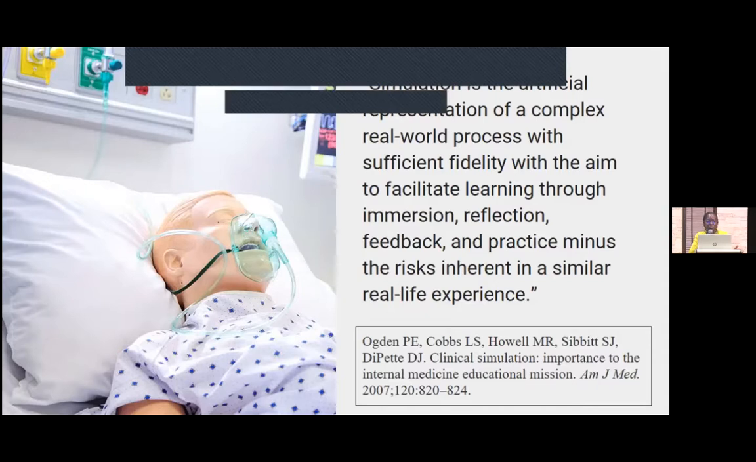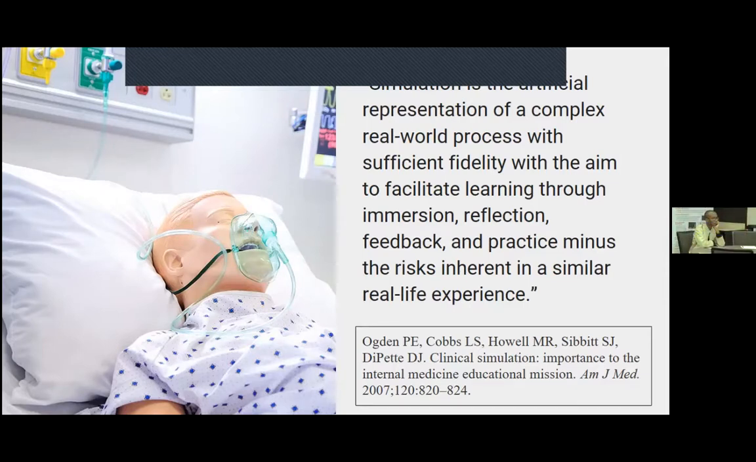So it's very different from when you're doing task training, because in simulation, the basic assumption or preparatory phase is that the trainee or the person going through simulation has to have already had the skills and the knowledge so that they can apply the skill and the knowledge within the simulation scenario.